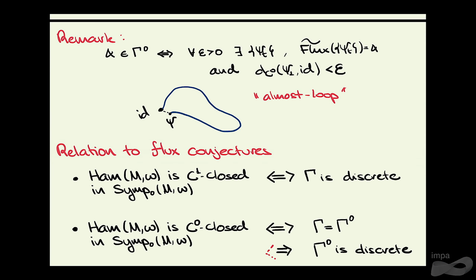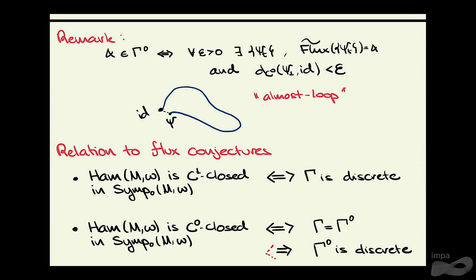So why did I spend some time talking about the flux groups? Well, because usually the flux conjectures have a nice characterization in terms of the flux groups. In the C1 case, the C1 flux conjecture, which asks if Ham is C1 closed in Sim0, is equivalent to showing that the flux group, the usual flux group, is discrete as a subgroup of H1. And this is precisely what Ono showed in 2006.